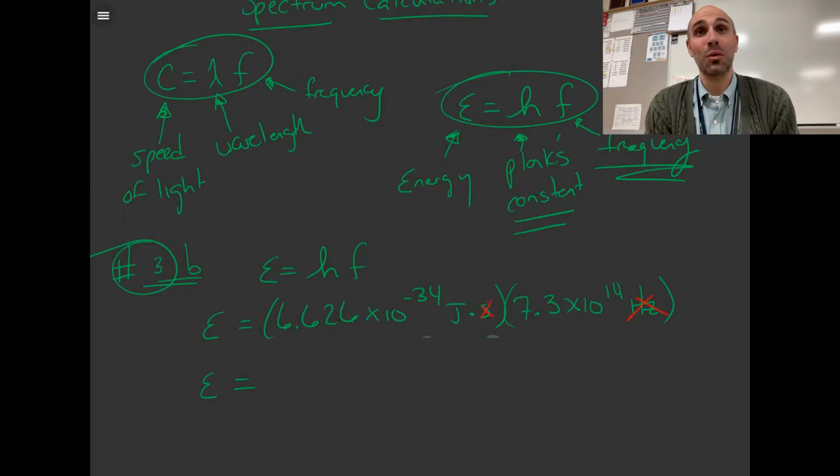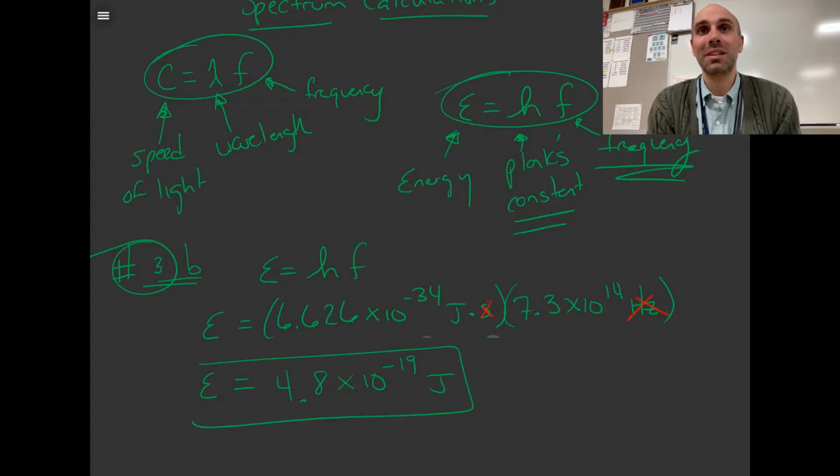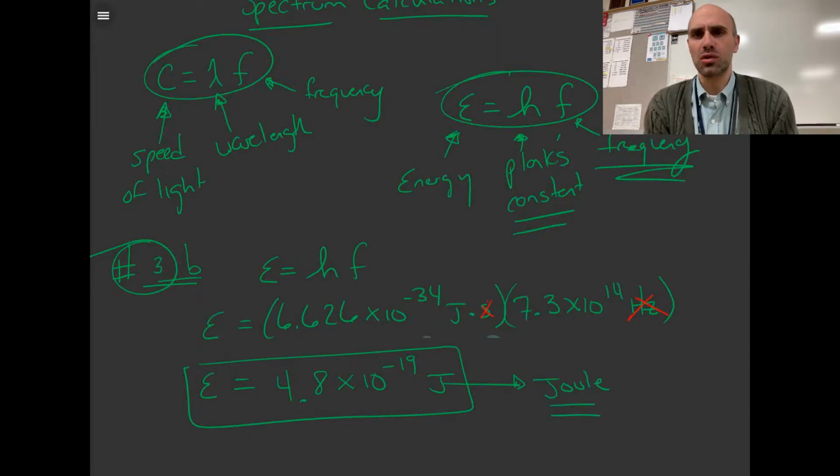Man, Mr. F, you got to get quicker with the calculation. Hopefully you guys are beating me to the punch here, and you already have your answer ready to go. So we'll get an answer of 4.8 times 10 to the negative 19th joules. Now again, joules is the unit for energy. It's spelled joules, but we pronounce it joules.